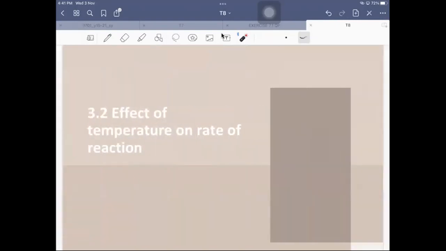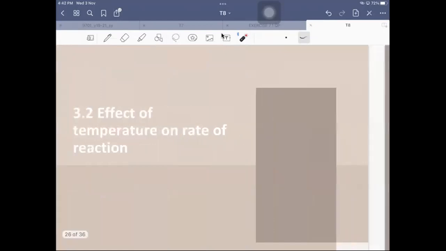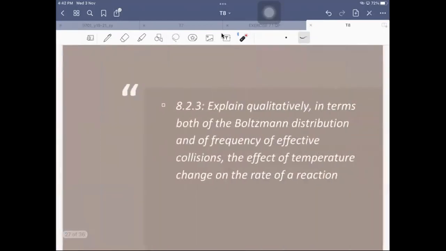Next is the effect of temperature on the rate of reaction. The learning objective is to explain qualitatively, in terms both of the Boltzmann distribution and of frequency of effective collisions, the effect of temperature change on the rate of reaction. In O level, when you are asked to explain why an increase in temperature increases the rate of reaction, everyone is so quick to answer kinetic energy increases. It's true, but that is the less important point.